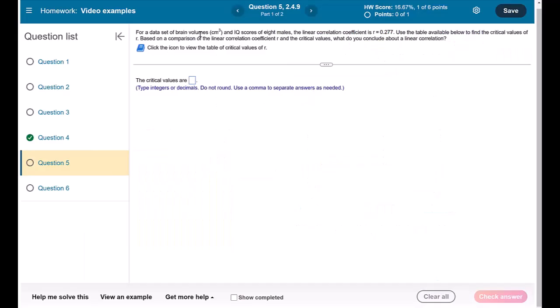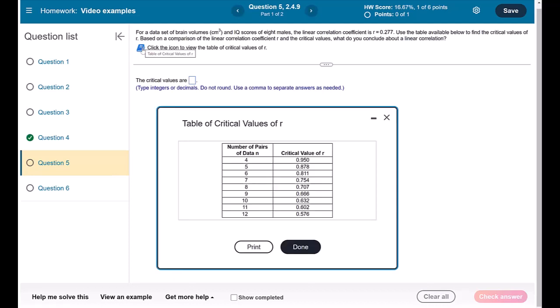For a data set of brain volumes, centimeter cubed, and IQ scores of 8 males, so 8, that seems important. The linear correlation coefficient is R equals 0.277, which seems small. Use the table available below to find the critical value of R. There's my table, and I have 8 pairs of data. I have my number line. I have 0.707.